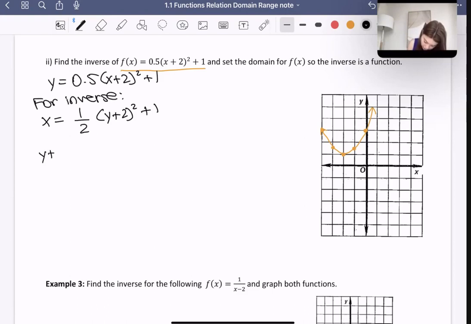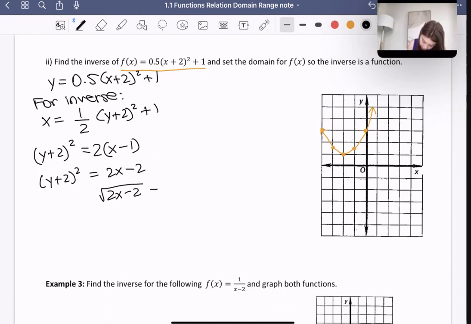Okay, so then we're going to have y plus 2 squared on one side, and on the other side we'll have x minus 1 times 2. Okay, and that's just going to be equal to 2x minus 2. All right, then we're going to square root that. So square root of 2x minus 2, and then minus 2 at the end as well for y. There we go. Okay, so now we found our inverse function.